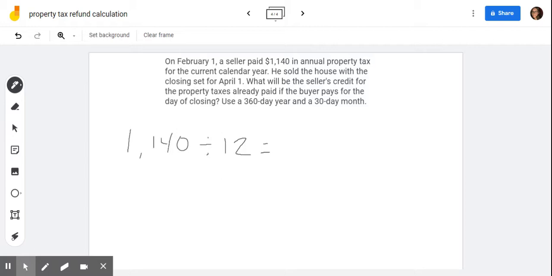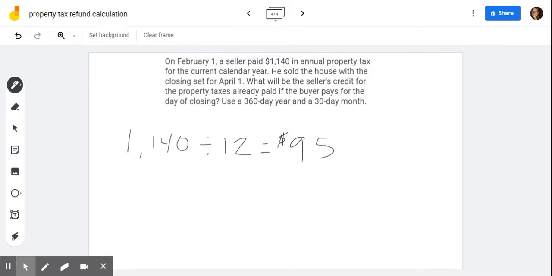1,140, put it into my calculator, because they should give you that on your test, because that would be cruel if they didn't. Some of us haven't done long division for a really long time. So this would be $95 per month. That's actually pretty good because I'm here in Texas and property taxes are much higher than that here. So then we know that that's how much he would pay every month.